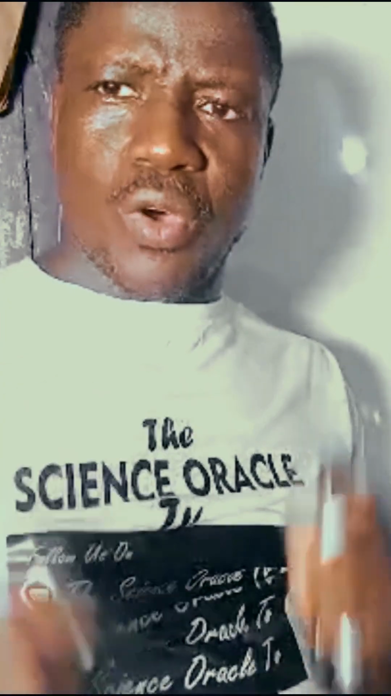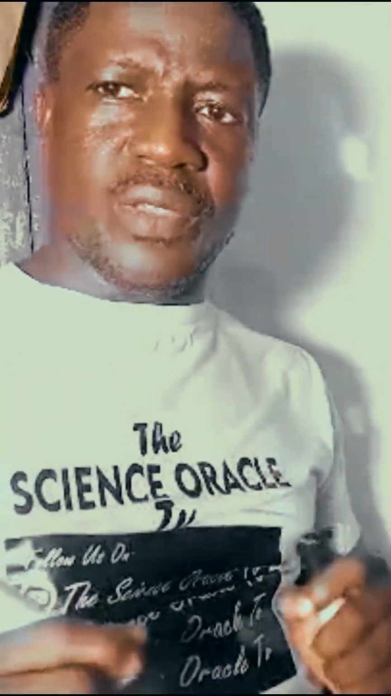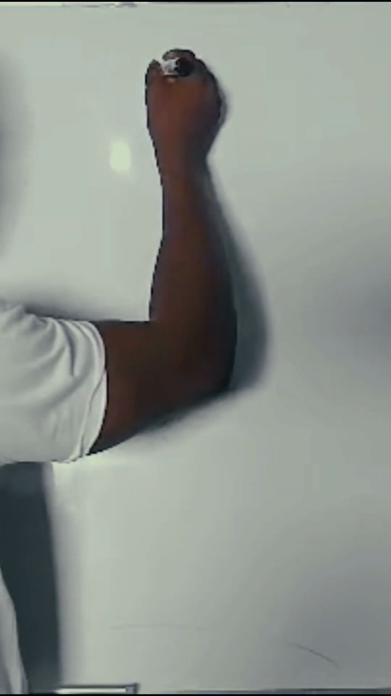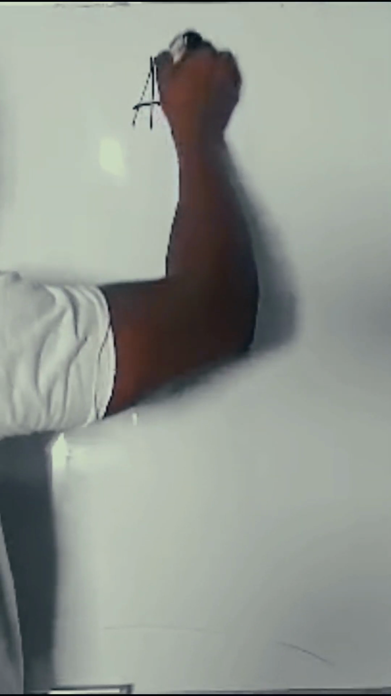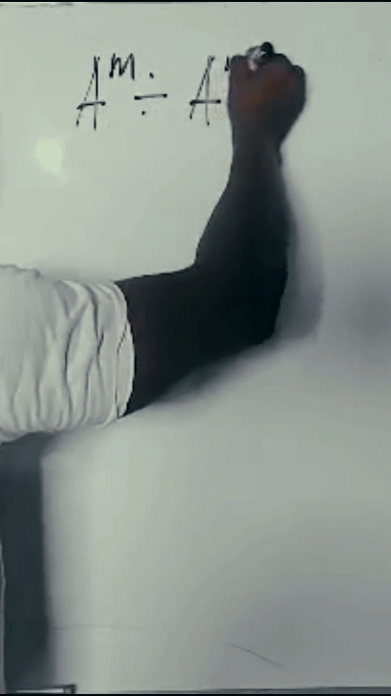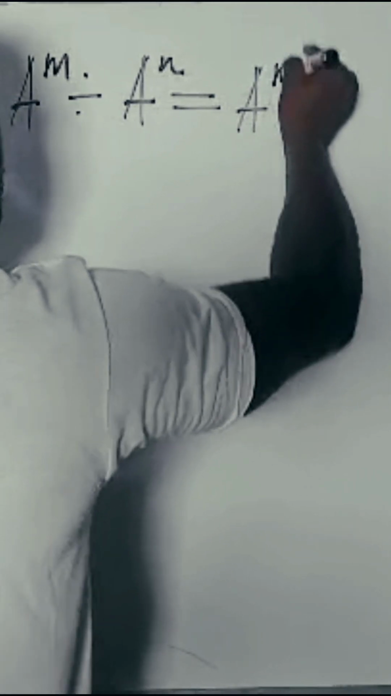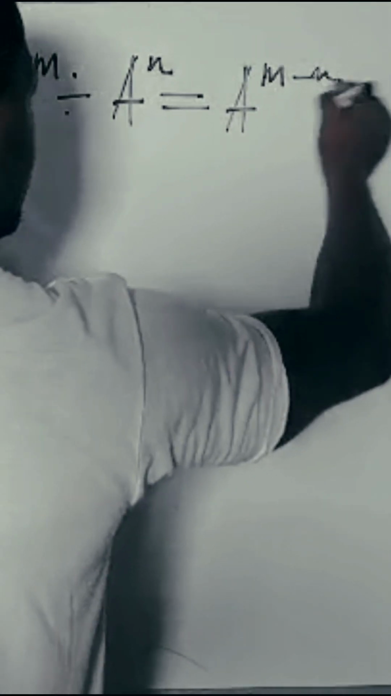Derivation of the laws of indices, part 2. This has to do with the second law of indices. The second law of indices states that a raised to the power m divided by a raised to the power n is equal to a raised to the power m minus n. This is called the second law of indices.